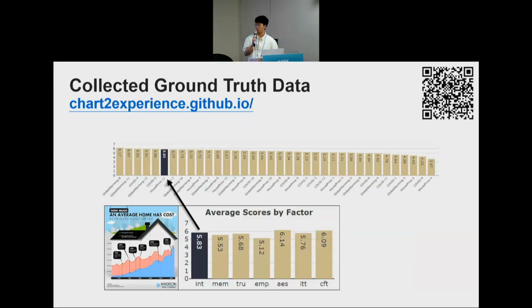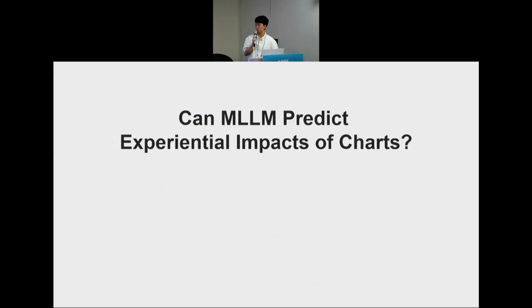So this is an example image of the ground truth data. All the data can be accessed through our website with a simple interactive chart for exploration. Okay, since we have ground truth data now, we are prepared for testing the capability of the MLLMs. For this, we use 2 tasks.